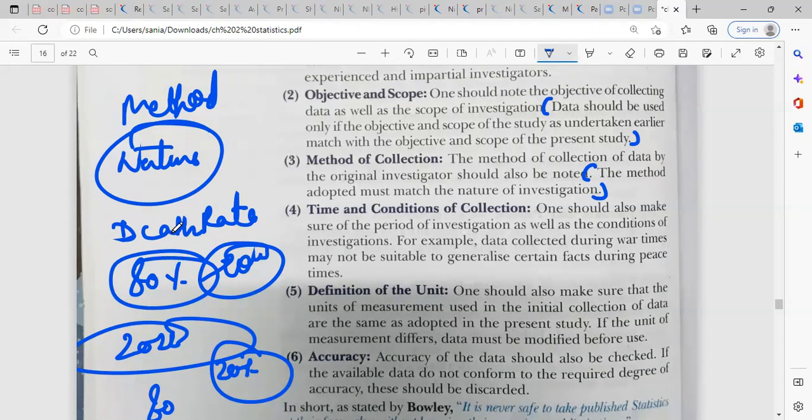For example, I collected the data in 2020, and that was a Corona period, so I wrote over there that it was 80%. But if you are taking the data of death rate from me, and you are not checking the time and condition of the collection, then of course whatever conclusion you make will be wrong. Why? Because my condition and my time period were different, and your condition and your time period are different. Clear?